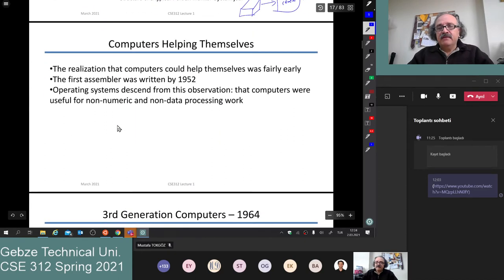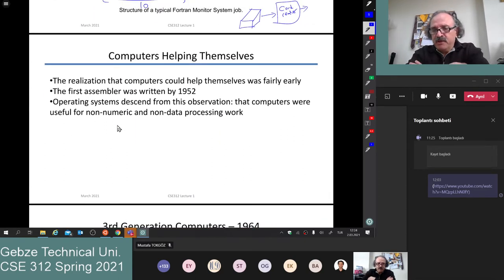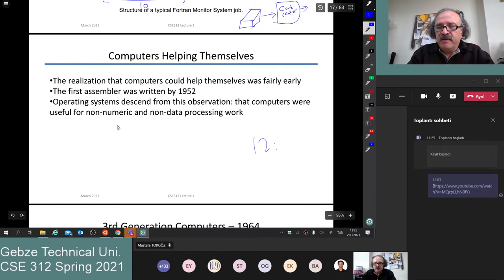Okay, so I think I am out of time for the first part of the lecture. Let's take a 10-minute break. After the break, let's start talking about the first versions of the operating system, actually, with the third generation computers, starting with 1964. Okay, let's be here around 12:35.